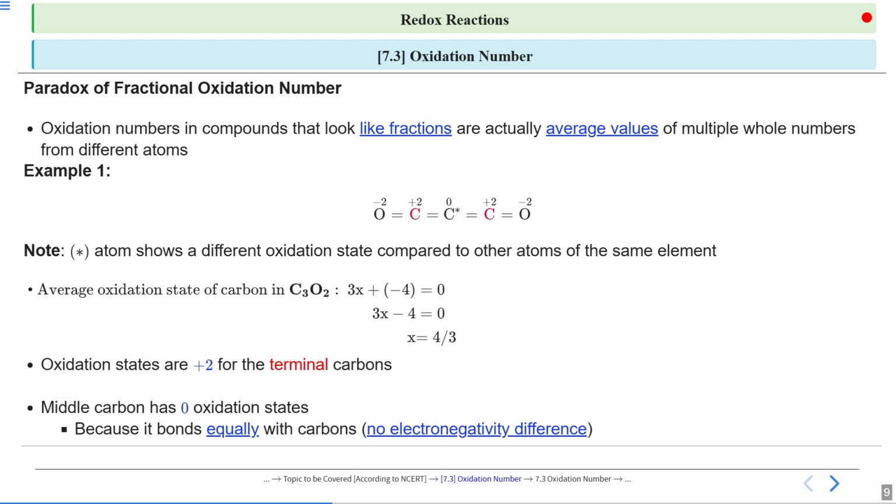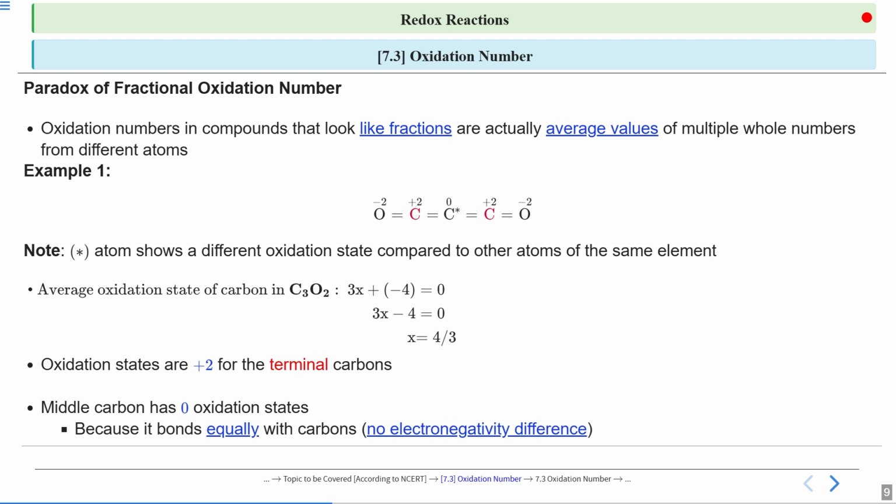Now, if we consider the paradox of fractional oxidation number, we know that this fractional oxidation number is slightly unconvincing. Even by taking an example, we find that it is somewhere unconvincing. Why is it unconvincing to us? Because electrons are never shared or transferred in fractions in any chemical reaction.